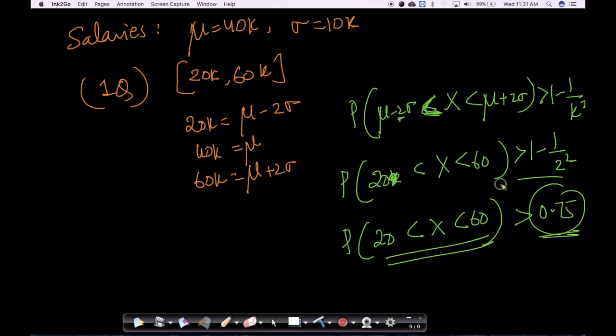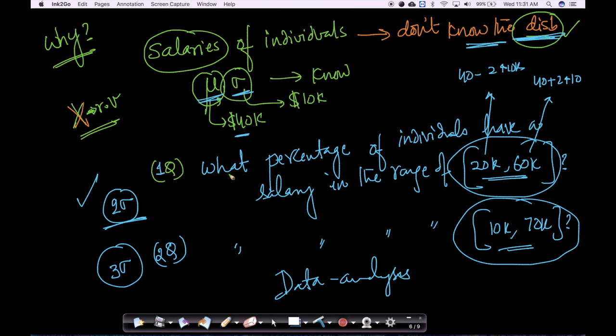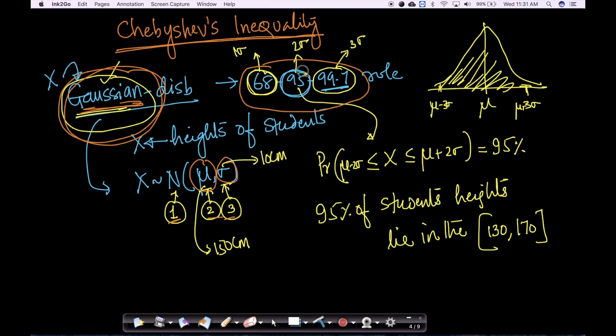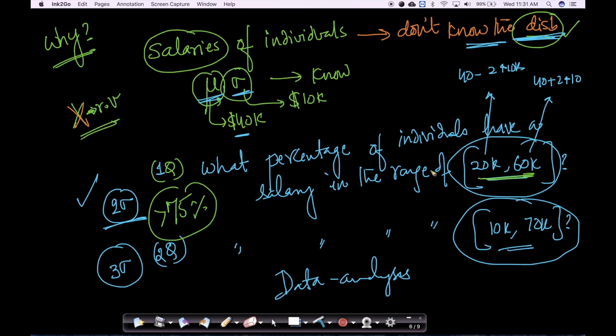So at least 75% of people's salaries, it could be more than 75, at least 75% of people's salaries lie in this region. It could be more. Imagine if salaries were Gaussian distributed, it would have been 95%. That's why we are not saying that X percent of salaries lie in this region. All we are saying here is greater than 75% lie here. The exact value depends on the distribution. I cannot say what the exact value is. If it is Gaussian, it is 95%, which is again greater than 75%.